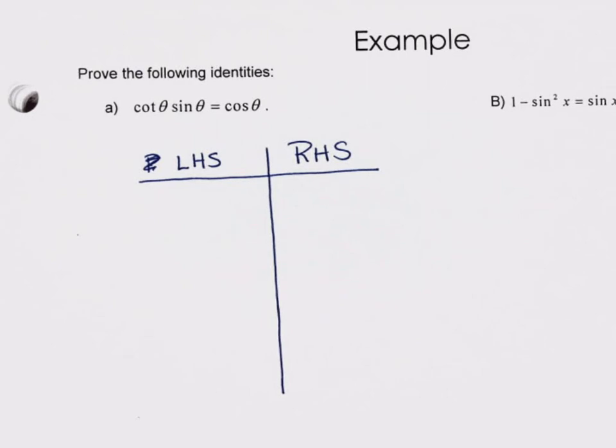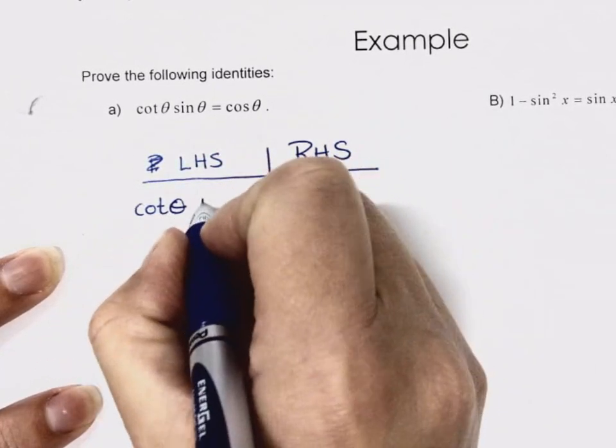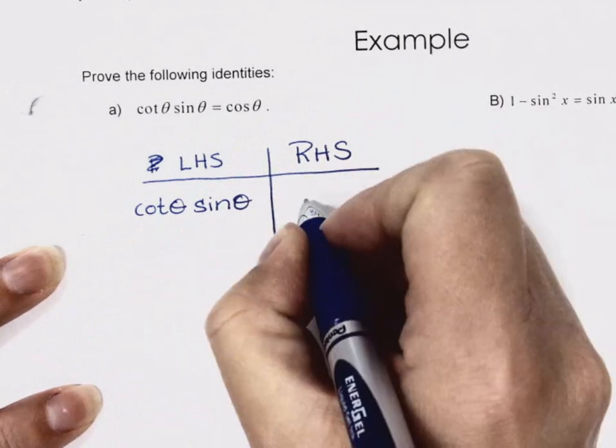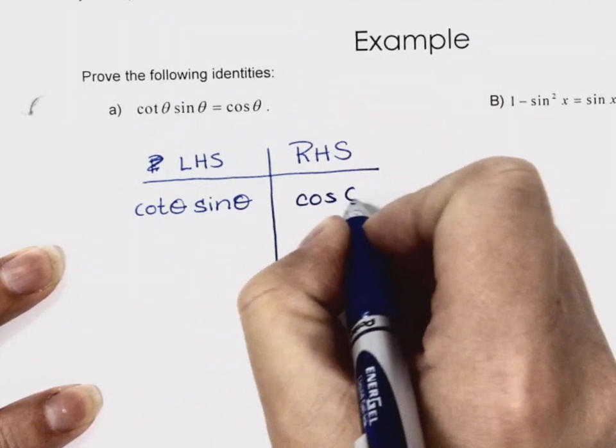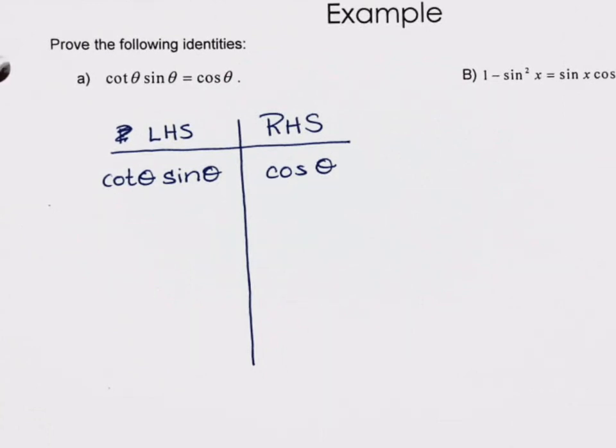We have to work in isolation. The left-hand side is cotan theta times sine theta, and on the right-hand side, it's cos theta. So you're either working the left-hand side or the right-hand side. You don't do it as an equation. Everybody with me so far here? Okay, we might not need our formula sheet for this one, but we'll start with that.